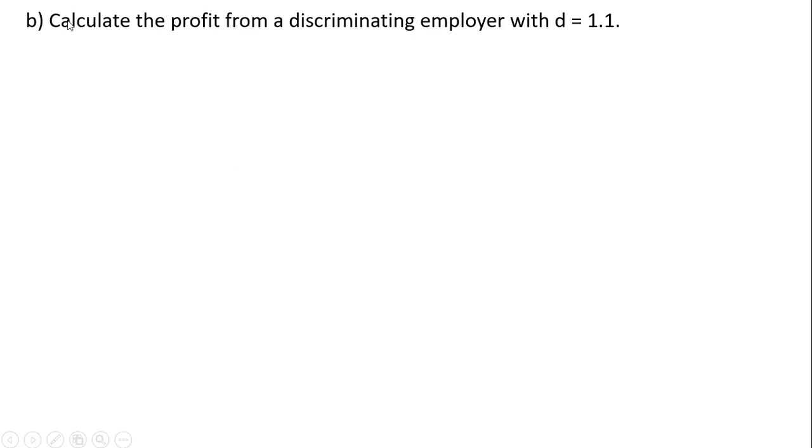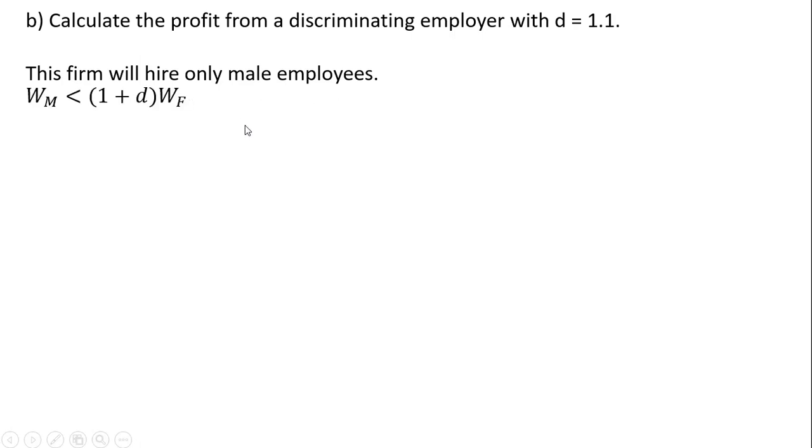In case B, we're going to calculate the profit from a discriminating employer. Here, D is equal to 1.1. So the firm will only hire male employees here. Why? Because the wage of males will be less than the perceived cost of hiring females. So $20 is the wage of males, $10 is the wage of females, but taking into account the discrimination coefficient, $20 will be less than $21. So the firm hires only male workers.